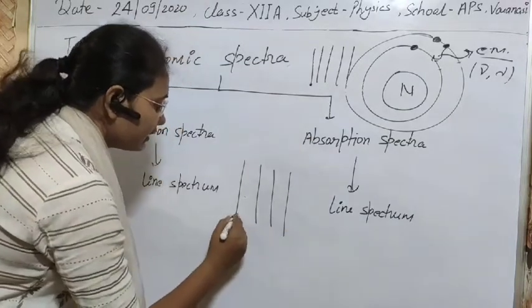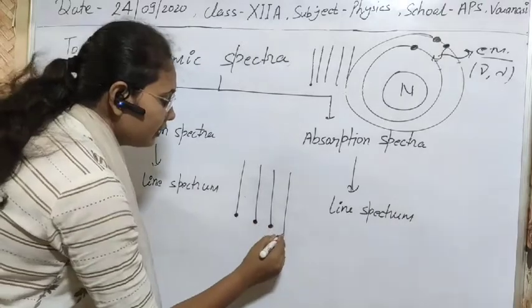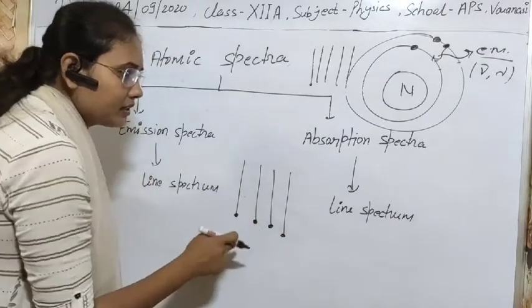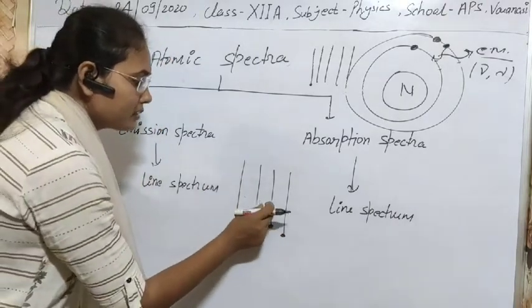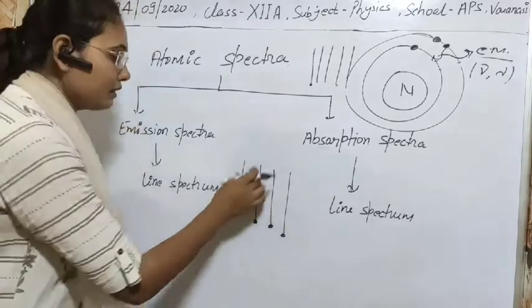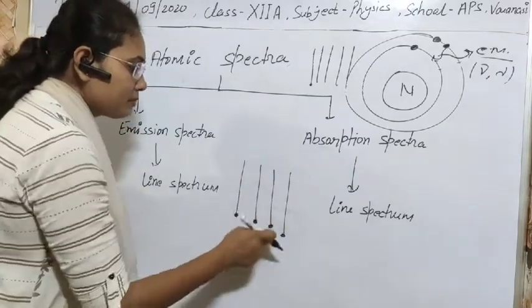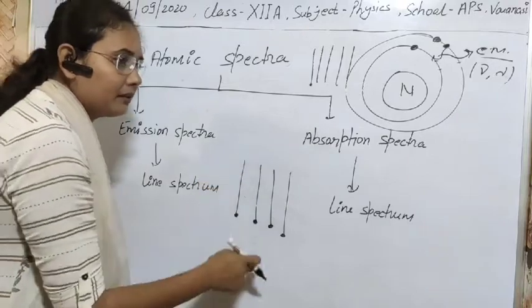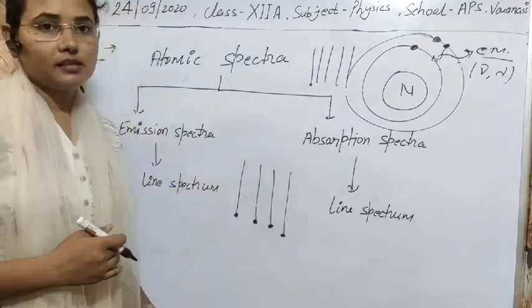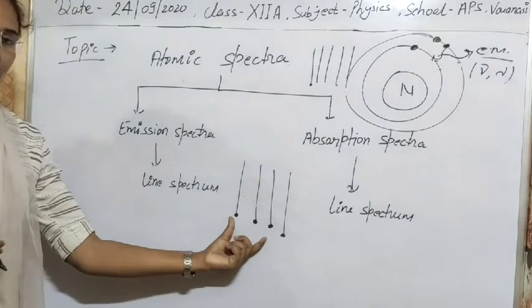Here the value of wavelength will be some definite value. That means if they have a single value and they are separated by some wavelength or frequency, then this type of spectrum is known as line spectrum. As you are seeing, they can be traced by the lines simply. So this is called line spectrum.